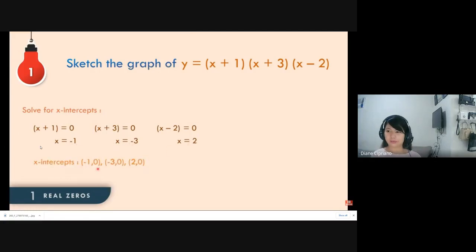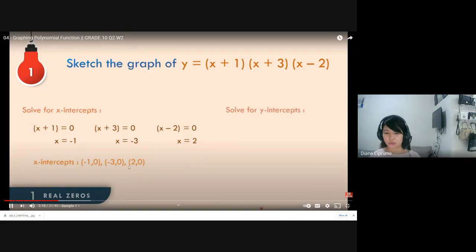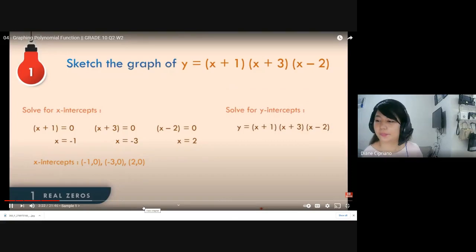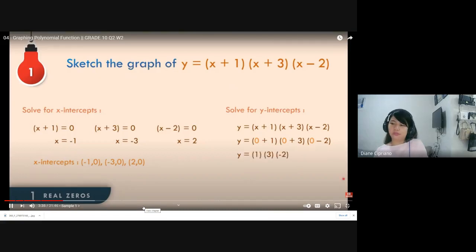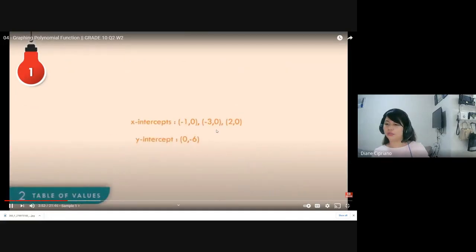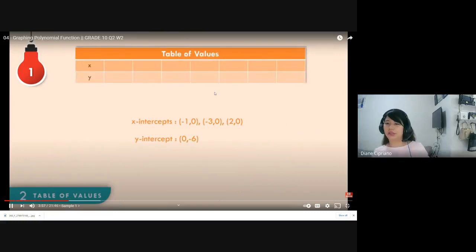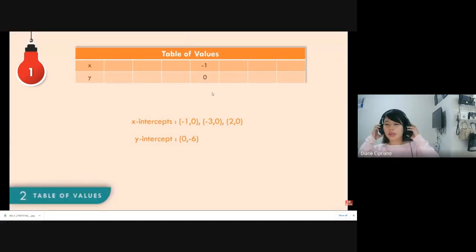So, meron ka ng negative 1, negative 3. Okay? Because your y is equal to 0. Kaya naging 0 rin yung intercepts. Yan. So, getting the value of y, if your x is 0, we have 1 times 3 times negative 2. So, our y is negative 6. You got the value of y. So, your x-intercepts are negative 1, 0; negative 3, 0; 2, 0; and your y-intercept is 0, negative 6.